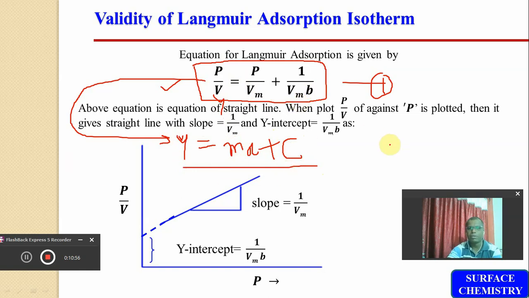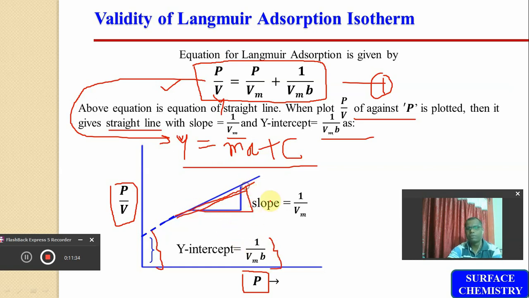And whenever we plot the graph of P upon V against pressure, then we will get a straight line with a slope 1 upon Vm and the y-intercept 1 upon Vm into B. Here you can see, if we plot the graph of P upon V versus P, the pressure, then we get such a straight line, having a y-intercept equal to 1 upon Vm into B, and the slope of this line will be equal to 1 upon Vm.